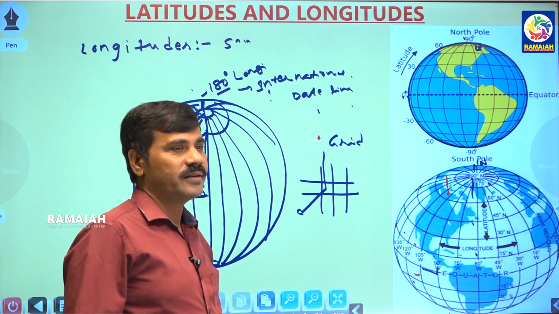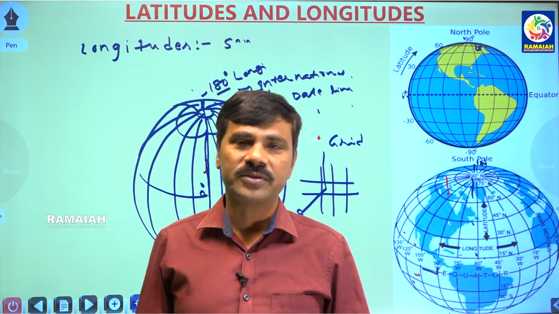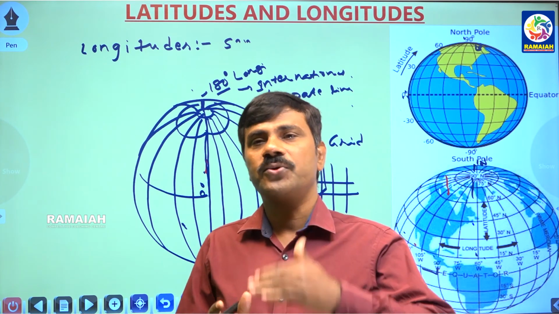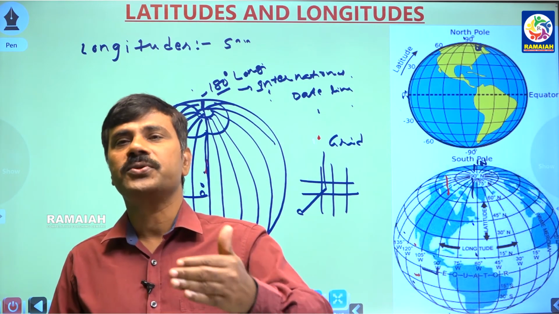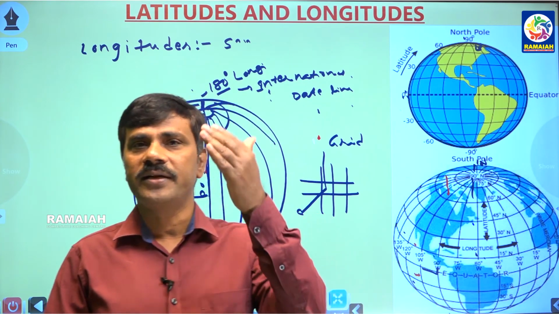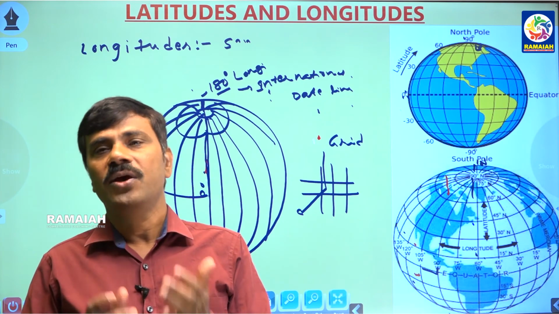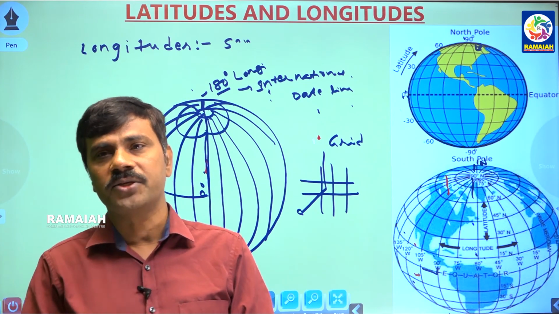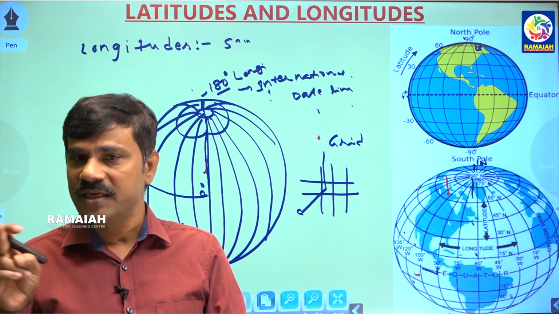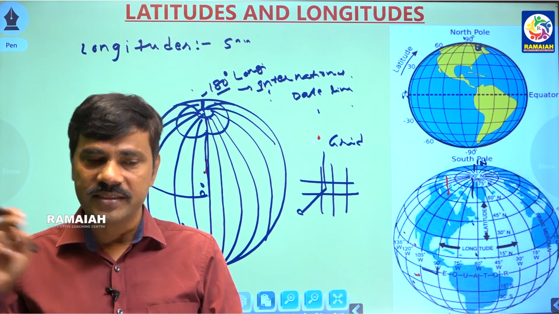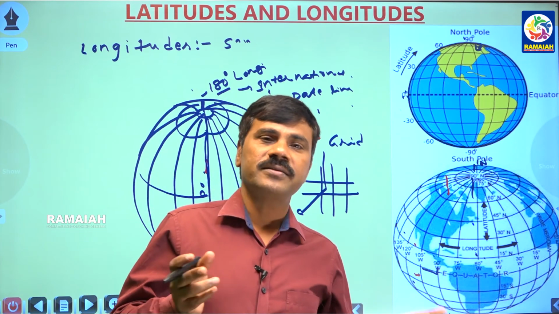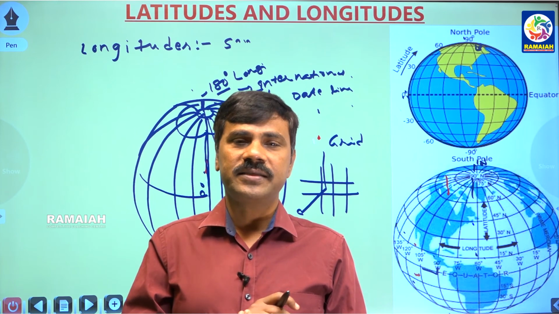Generally, the vertical lines are called longitudes and the horizontal lines are called latitudes. The total number of horizontal lines, meaning latitudes, on the earth's surface: the northern hemisphere has 90 latitudes and the southern hemisphere has 90 latitudes. That is 90 plus 90, 180, plus one of the biggest latitudes, the equator. So 180 plus 1 equator is the total number of latitudes. The equator is one of the biggest circles.